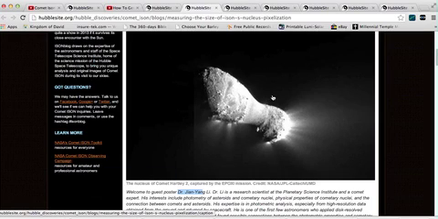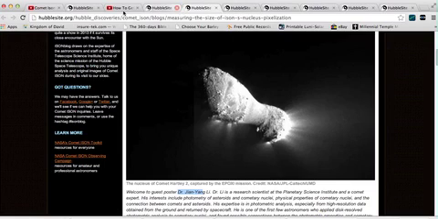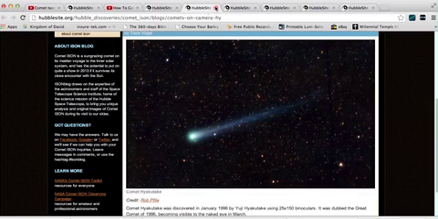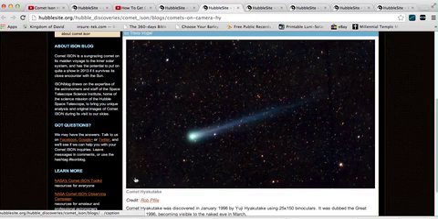You can see what the comet looks like. Why, for the comet of the century, are they not giving us images like this? What is up with this comet? Now, if we look at this comet, here's Comet Hyakutake.